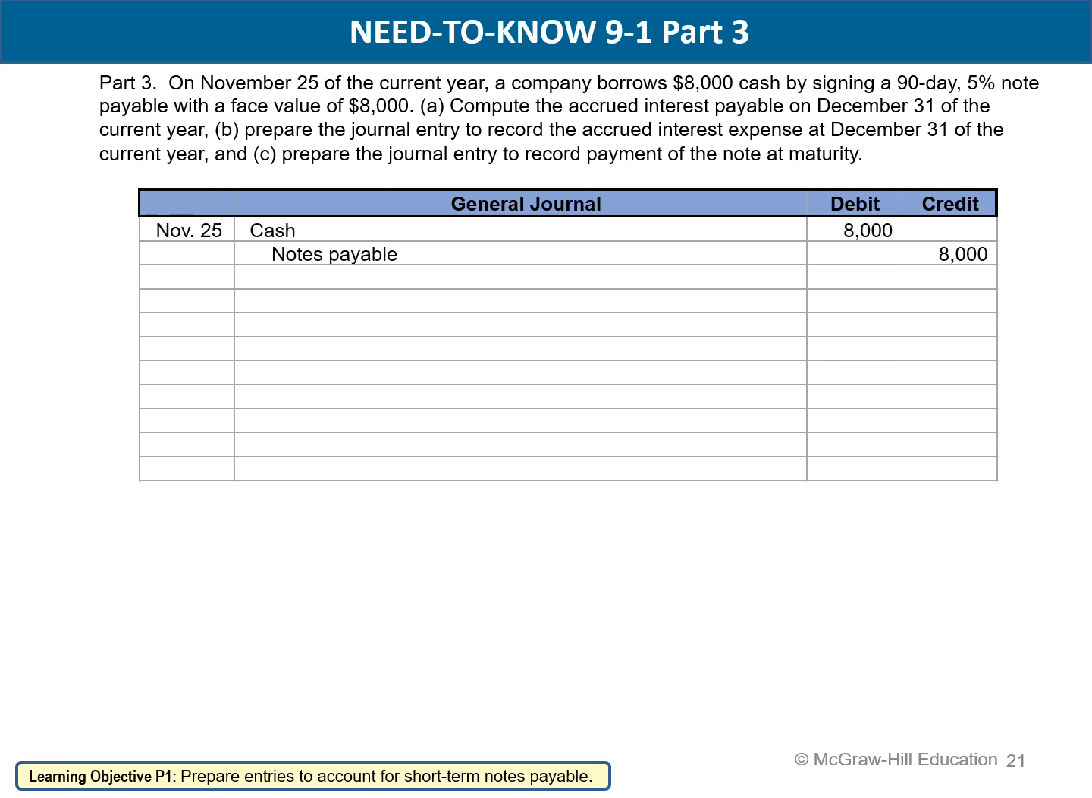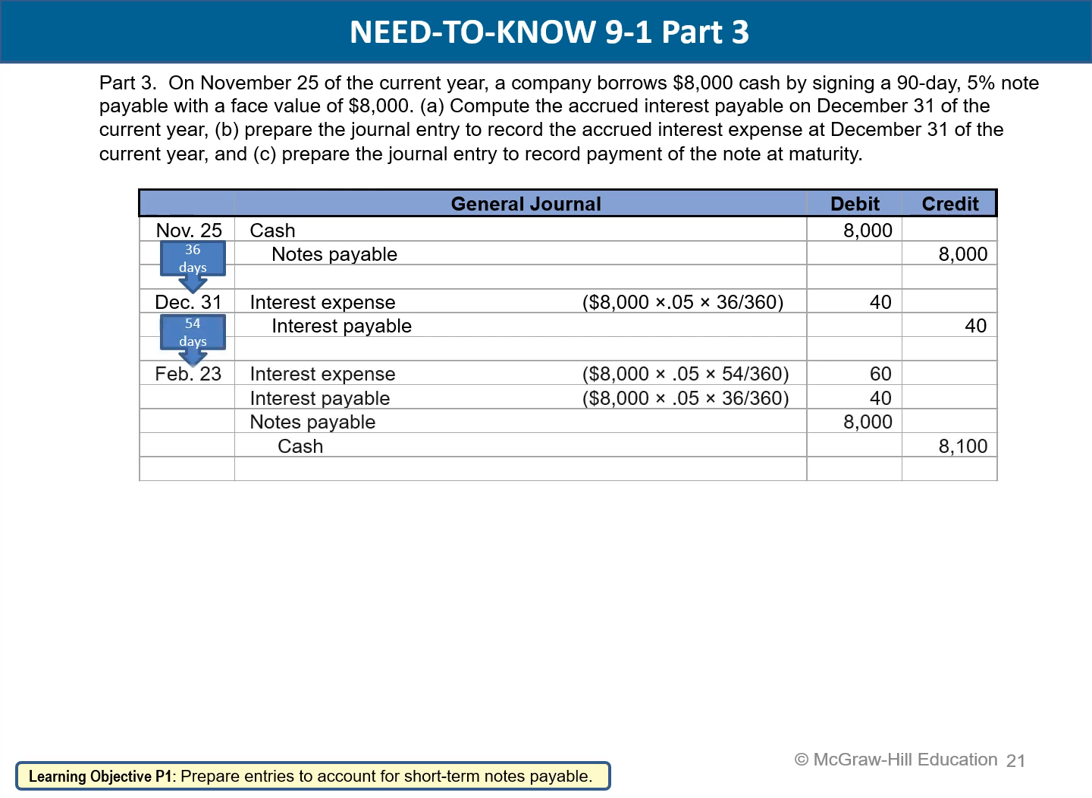So, all right, $8,000 times 5% times 90 divided by 360 is what? Oh, wait, let me back up. When we first take out the note, debit cash, credit note payable, right? Then our interest expense for 36 days between November 25th and December 31st. Take 8,000 times 5% times 36 divided by 360. $40 debit to interest expense and a $40 credit to interest payable.